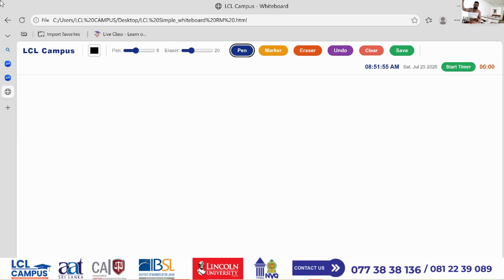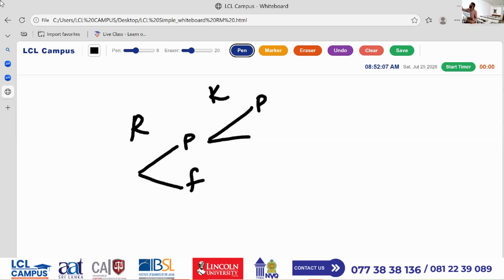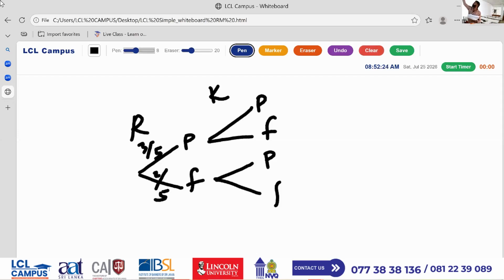First in the tree, mention Ramesh: pass, fail. Then who else? Kasun. Pass, fail. Pass, fail. Right. Probabilities are given. The probability that Ramesh passes the driving test, then 3/5 here. Then here what will be? 2/5. Yes.